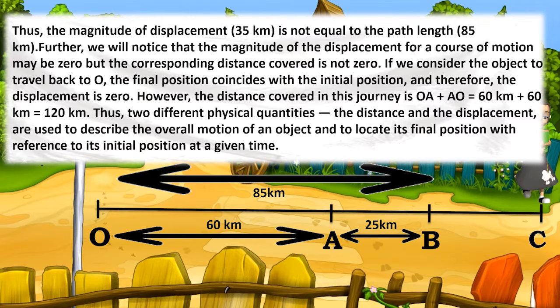Hence, we can conclude that distance and displacement are two physical quantities useful for determining the motion of an object. These quantities can also be used to locate the final position of an object concerning an initial position at a particular time.